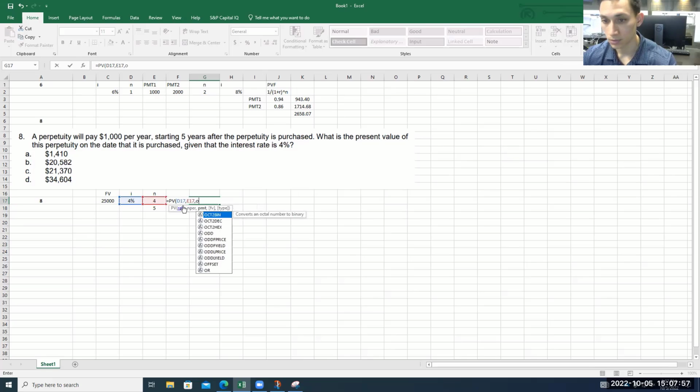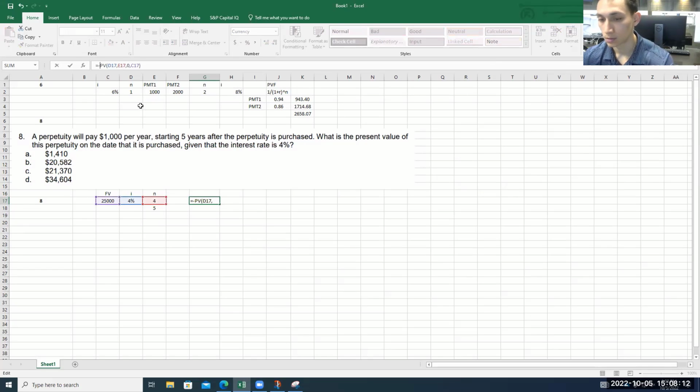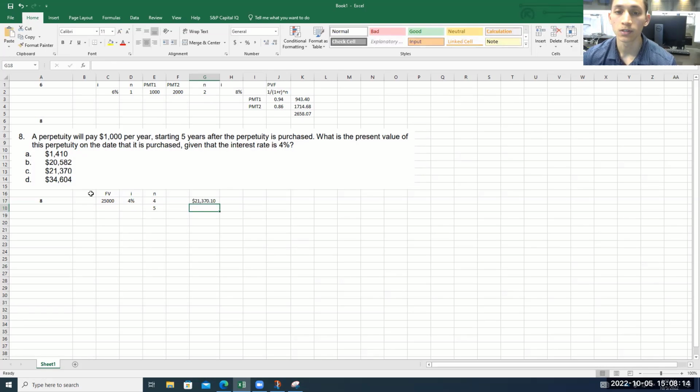Payment's going to be 0. Oh, I'm sorry, I put O. And future value would be $25,000. So that returns the 21,370 with 4 years. And I do believe that is the correct answer, but we'll go ahead and look at 5 years as well, just to see what it'll give us.